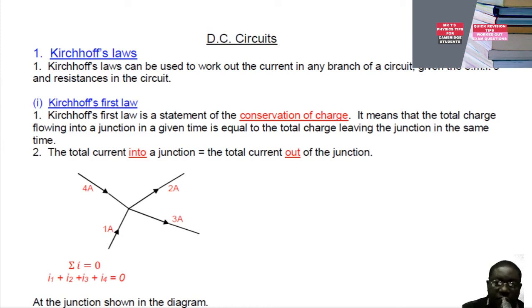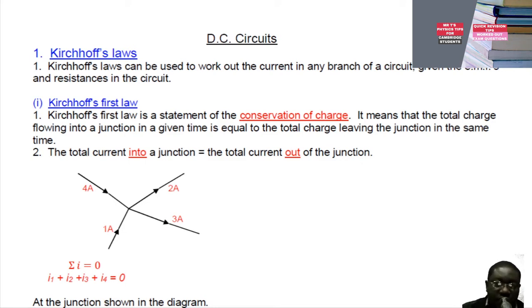In this video, we are going to look at DC circuits, Kirchhoff's laws, as well as resistors in series and resistors in parallel. Kirchhoff's laws can be used to work out the current in any branch of a circuit, given the EMFs and resistances in the circuit.